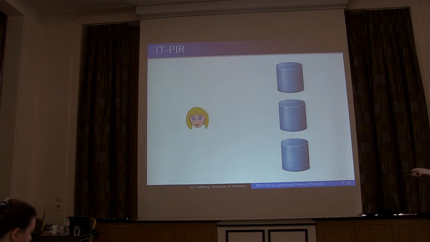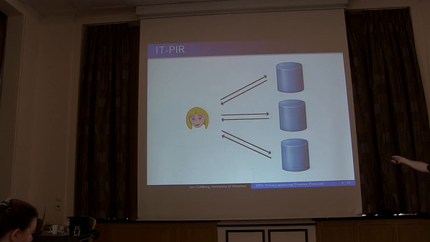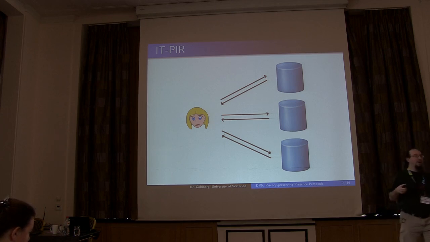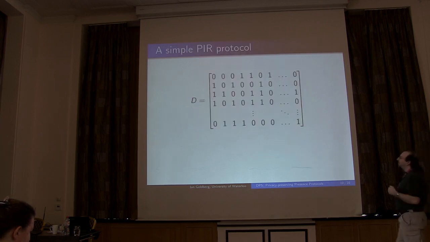So you have a number of different servers, at least some of whom are not evil, and Alice sends a request to each server and gets a reply back from each server and then combines the replies to get the database entry she wanted. Okay, so that's how IT-PIR works. Let's give a simple example.